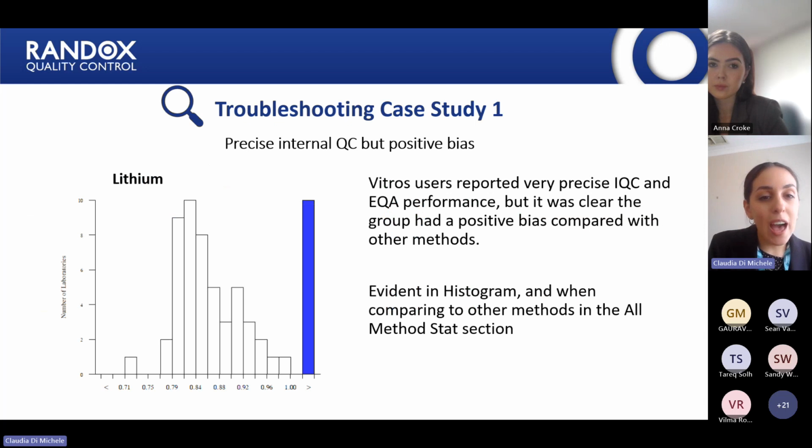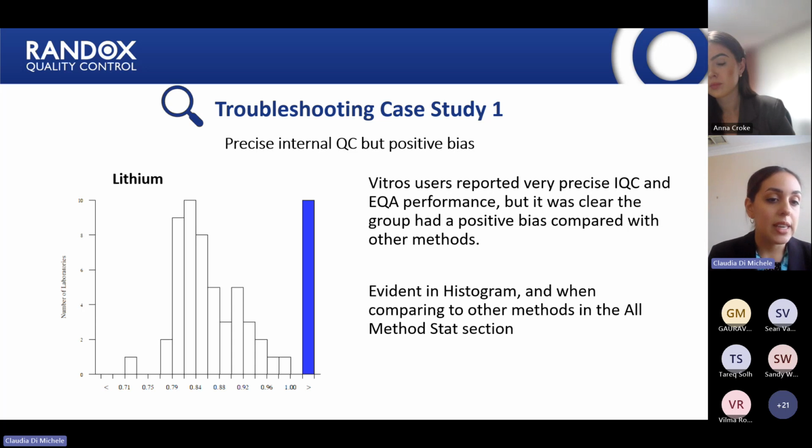Okay, so we have all this information now in our EQA reports. I guess the next step is, what do we do with this information? How can we use it to troubleshoot real scenarios in our labs? Our case study 1 relates to if you have precise internal QC, but potentially a bias. We had a case a couple of years ago where VITROS users reported very precise IQC and EQA performance, but it was very clear that the group had a positive bias compared with other methods for lithium.